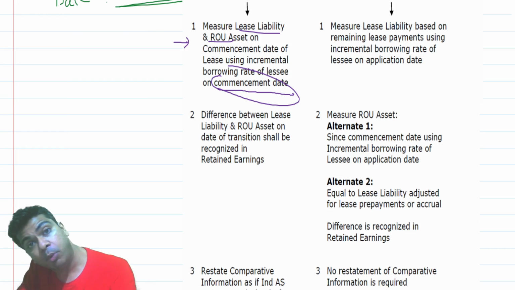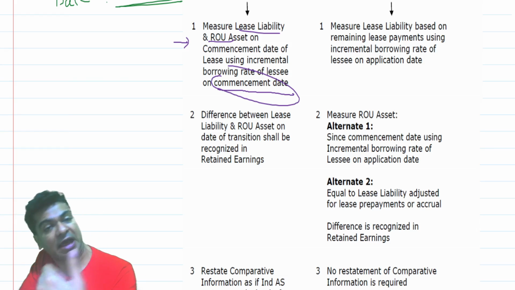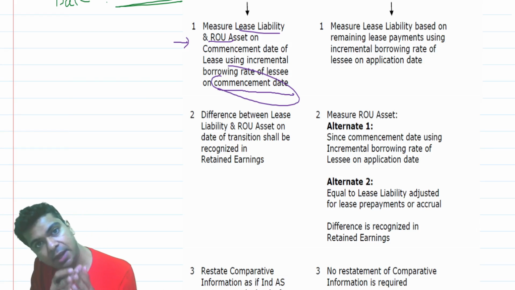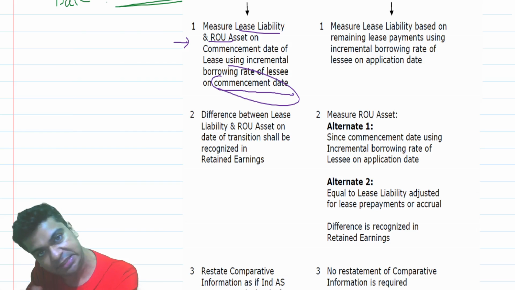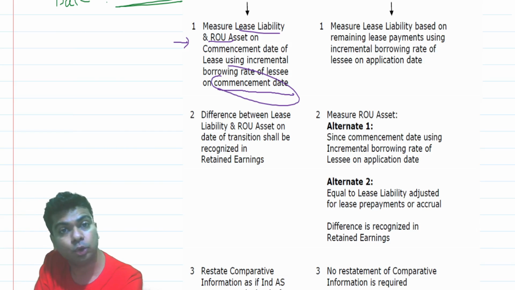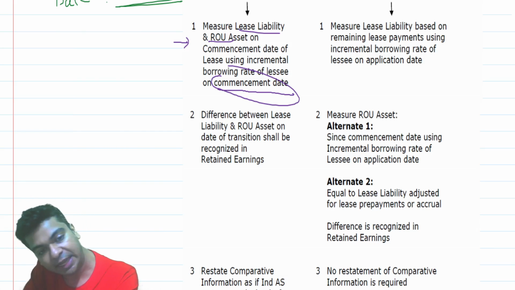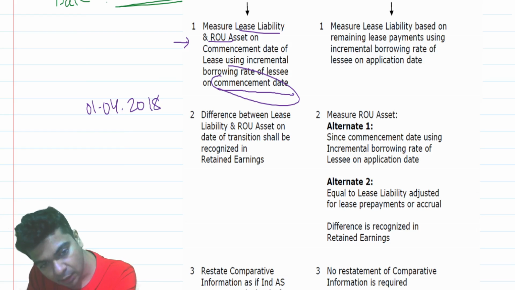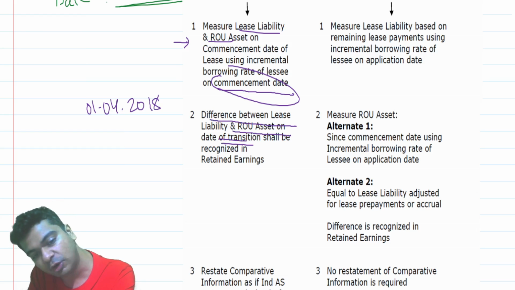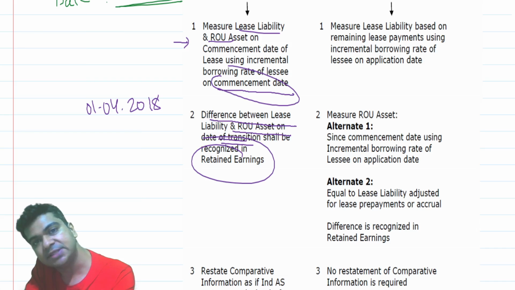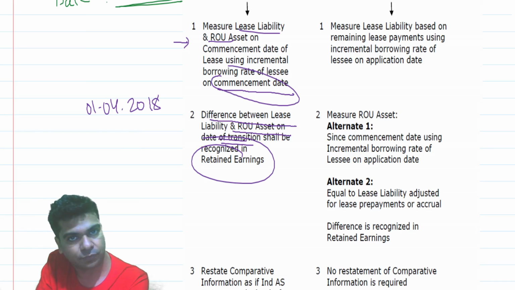However, books are now not to be finalized 5 years back. Books are to be finalized now. So we have to now find out what are the balances of the lease liability and the ROU asset on the transition date. Transition date means 1st April 2018. So that's what they say: the difference between lease liability and ROU asset on the date of transition, recognize that in the retained earnings.